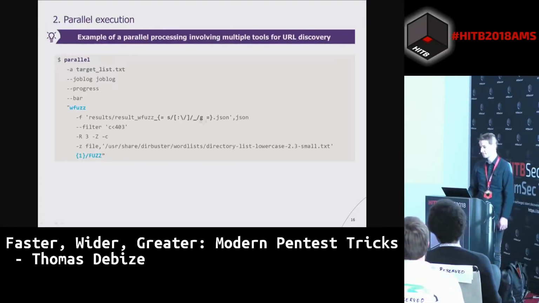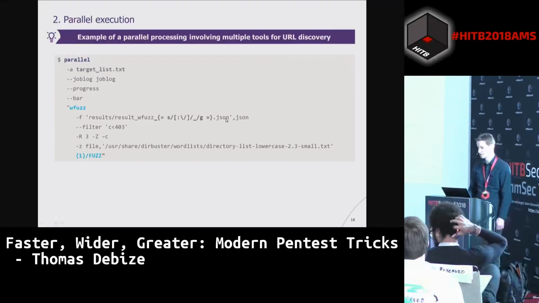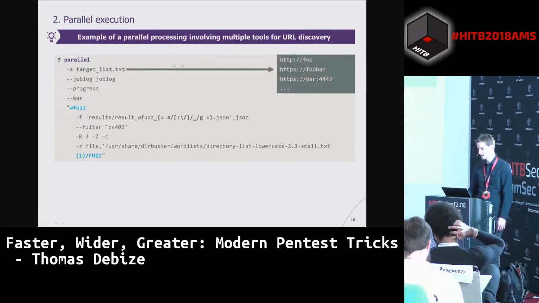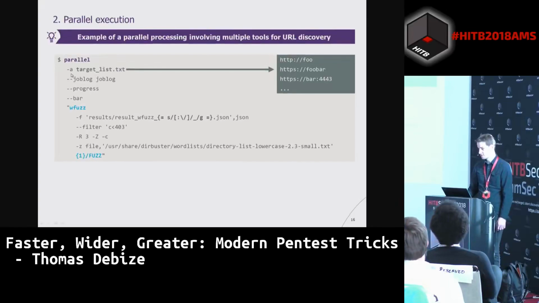That's an exception because the JSON output format is way more convenient for the URL processing. So here I have a target list, which comes from another tool, another data set, nmap, whatever you want. It looks like this. I have a job log to be able to resume my execution. I do have a progress bar. That's pretty fancy, and you know at which step you're in.